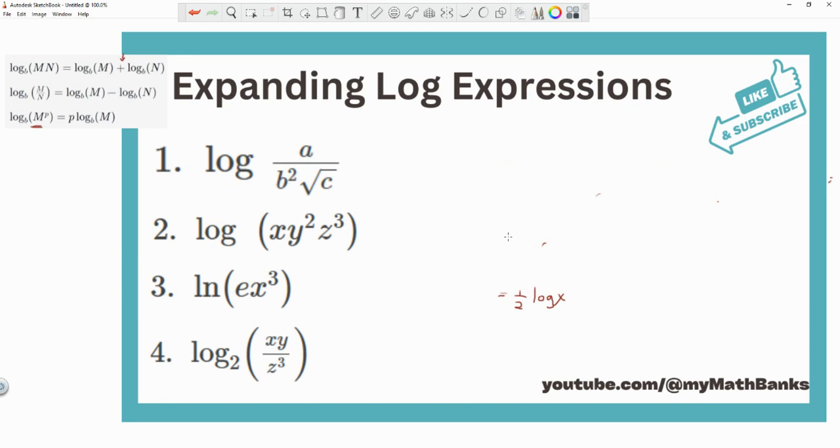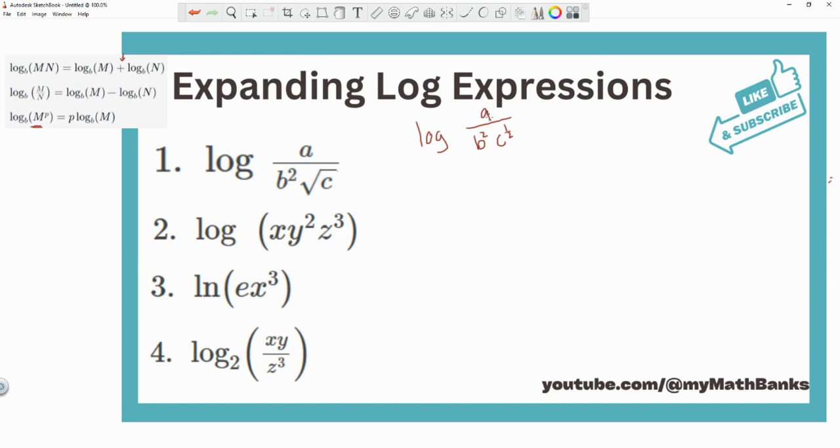So if I have a radical, I would convert it into exponential form first before I even expand them. Unless you can do it all directly, then that would be great, right? But for now, I'm just gonna change this one, the square root of c. So I'm gonna rewrite this as log of a over b squared c to the power of 1/2, because the square root of c is the same as an exponent of 1/2.